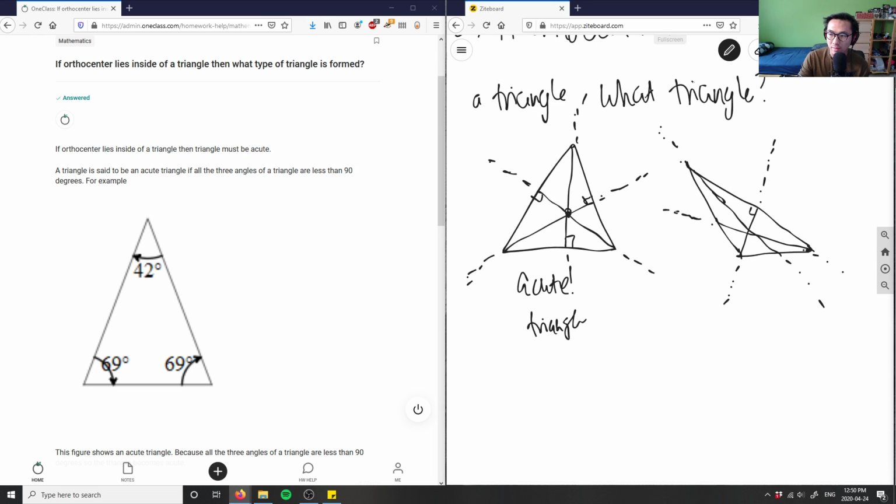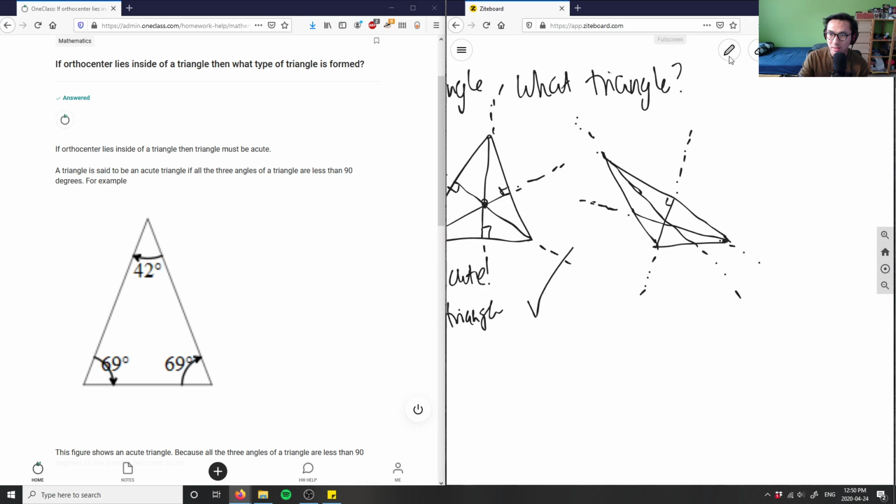And here my solution is correct, right? So this here is a correct solution. This would be a great solution here. I'm going to see if I can draw my obtuse triangle just slightly more obtuse. I'm going to show you if the orthocenter lies, I can have an example where an orthocenter lies outside my triangle.